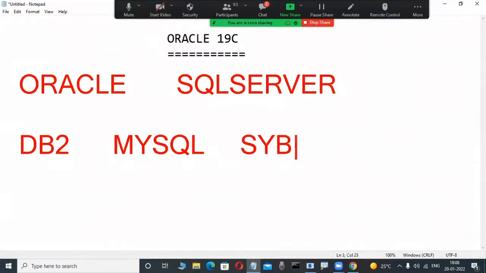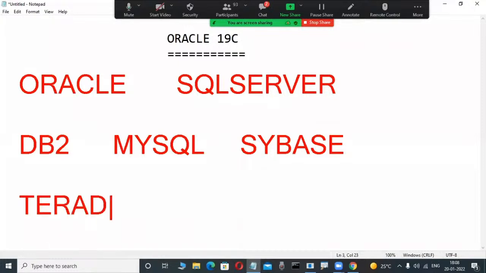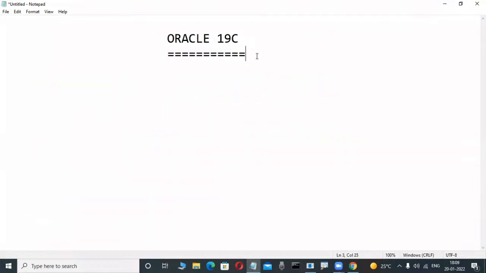Again, Sybase is a database product from Ingress Corporation. Again, Teradata. Maybe so many fellows having idea, data warehousing application programmers. Teradata is a database product from NCR Corporation. SQLite is a database product. Like this, so many database products are there from different companies only. Okay? That's why always Oracle is one of the popular database products. Okay, fine.